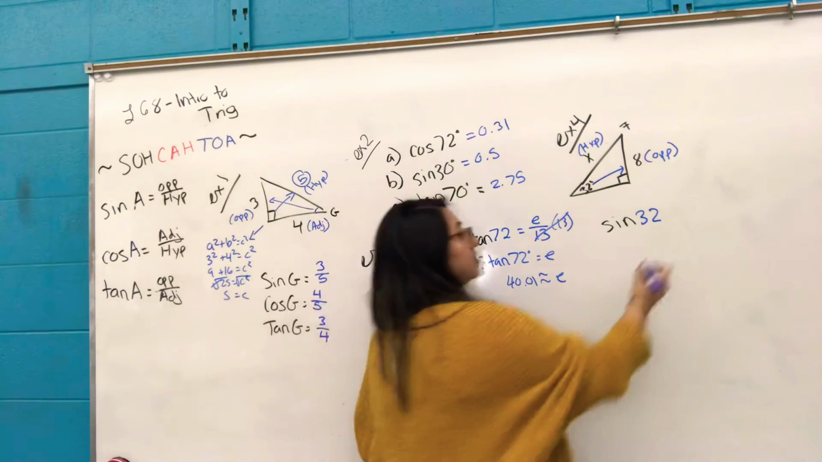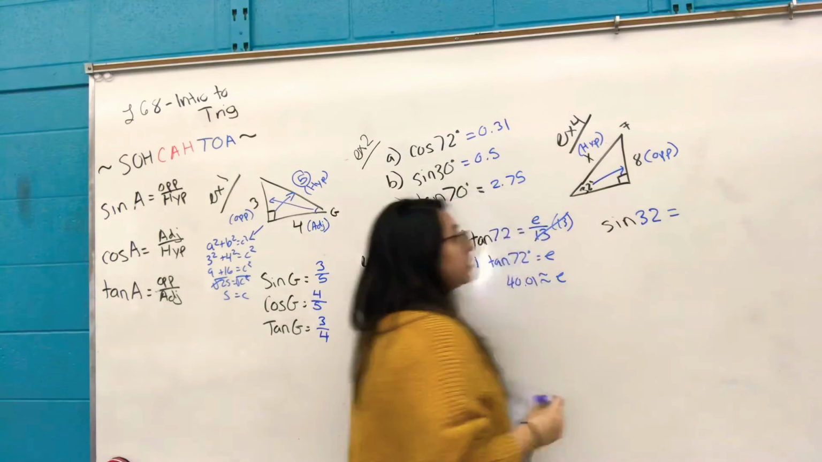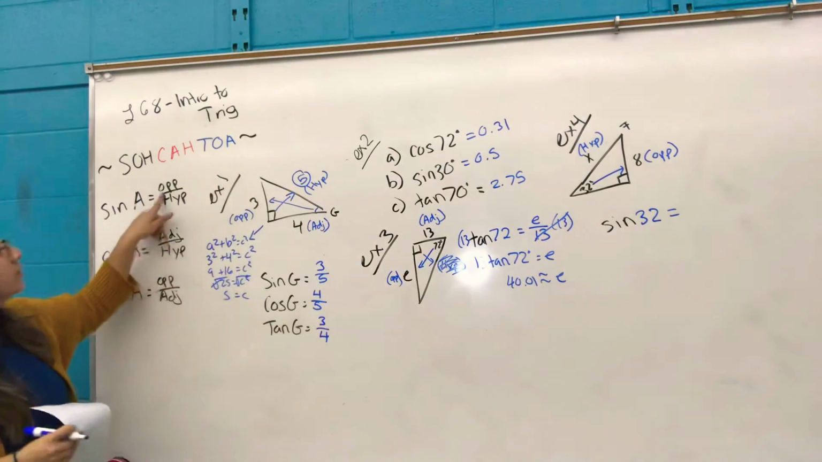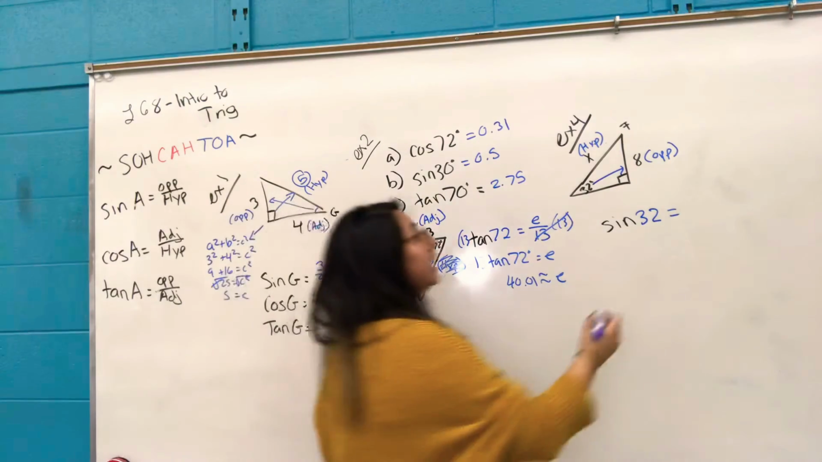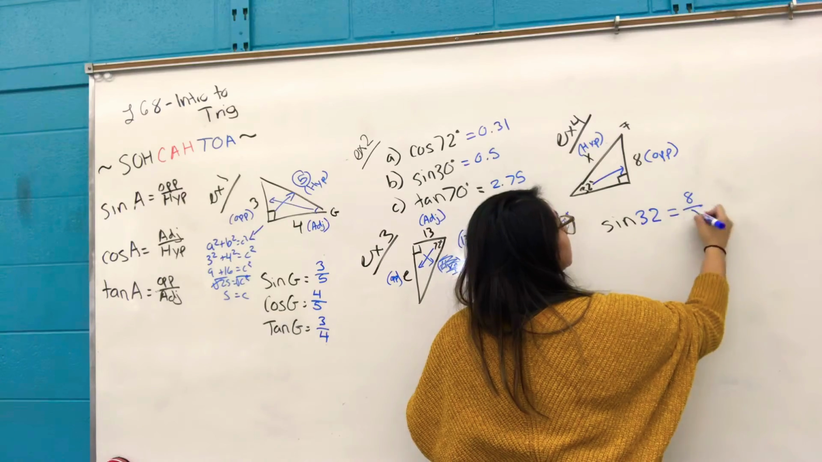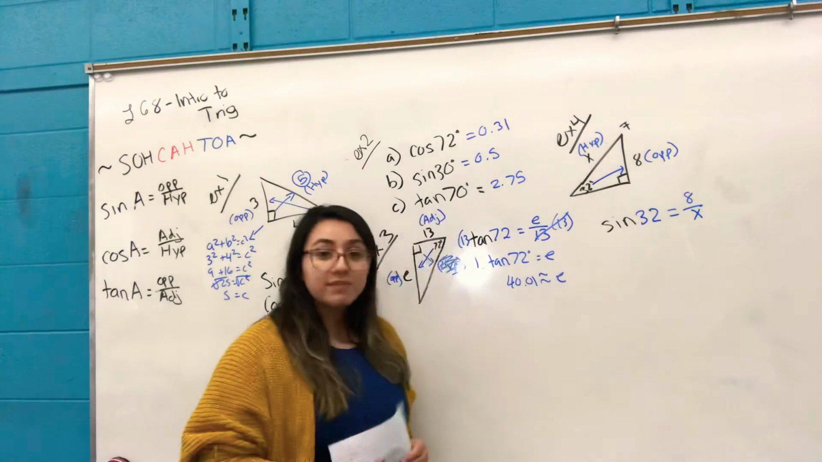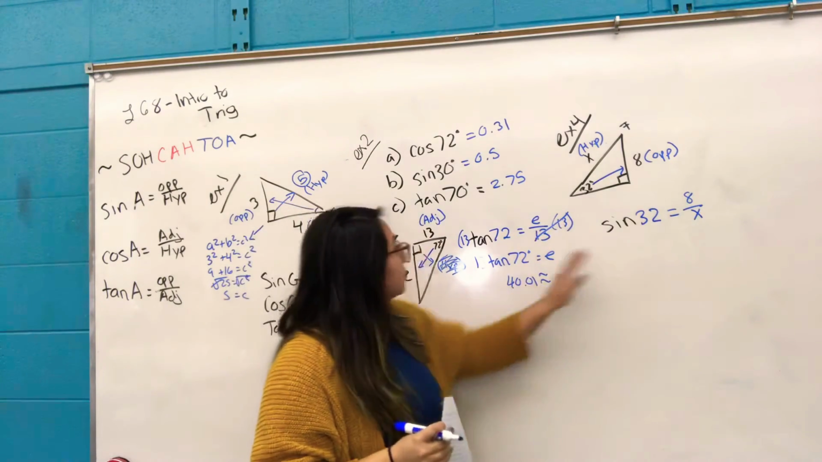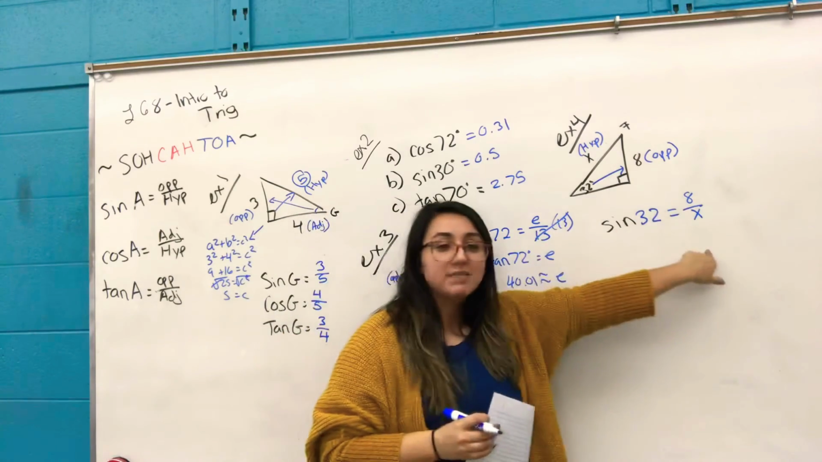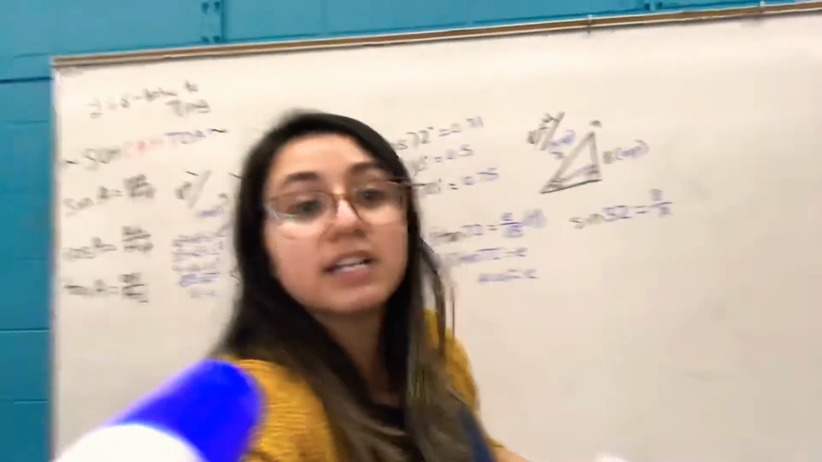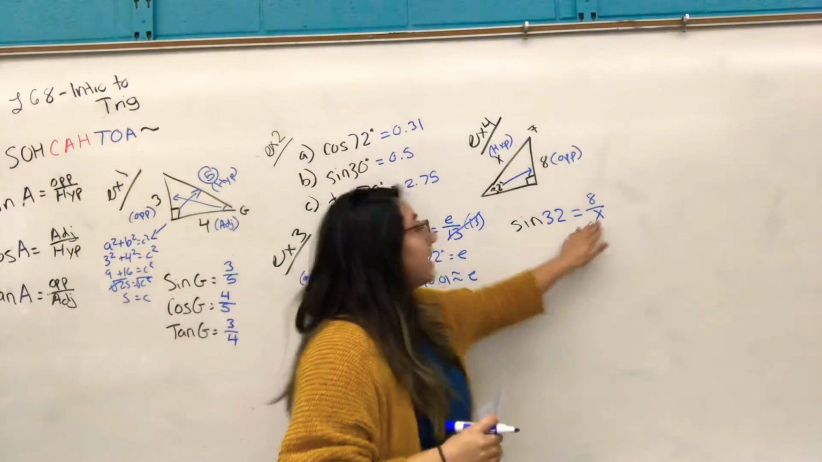Now, we find the sine of 32. Sine of 32 is equal to the opposite side over the hypotenuse. Opposite side is 8, hypotenuse is x. Now we have to solve for x. This is where it's different from example 3. The x is in the denominator, our unknown. See if you can see that. There you go. The x is unknown.